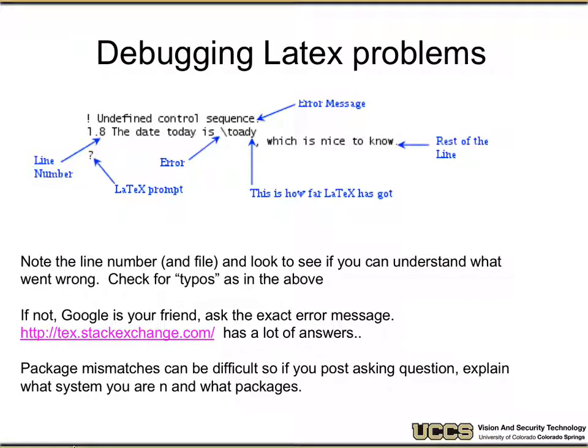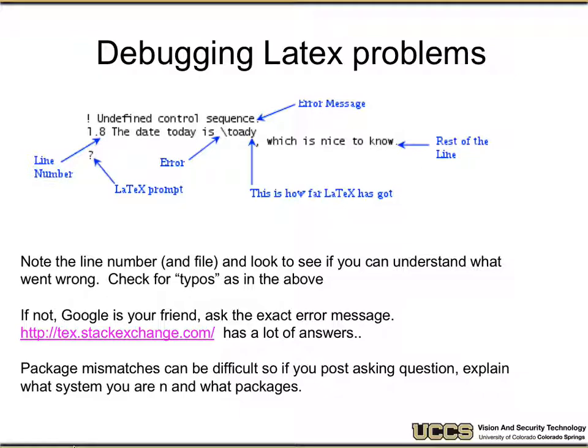Debugging LaTeX. Generally when it fails, there will be an error message, and it will look a little bit like this. The date today is whatever, which is nice to know. Unfortunately, I can't spell, so that's not actually the word today. That's the word toady, which is actually the error, right? And generally, in this case, it said, undefined control sequence. Right at this point, it doesn't know what that word means. It'll tell you. It's not always perfect. There'll be some other places.